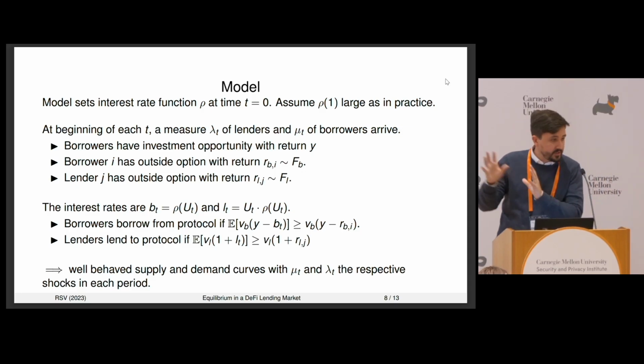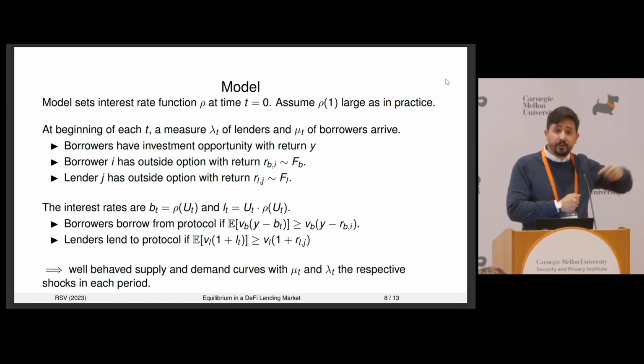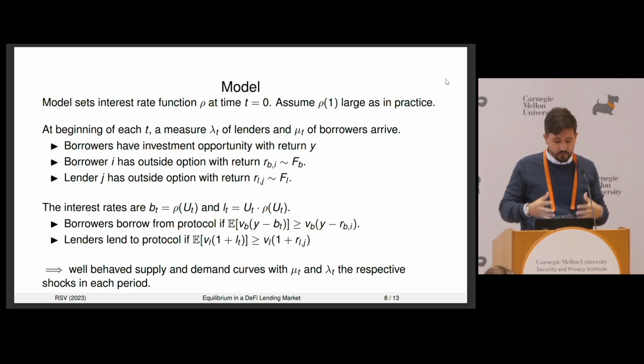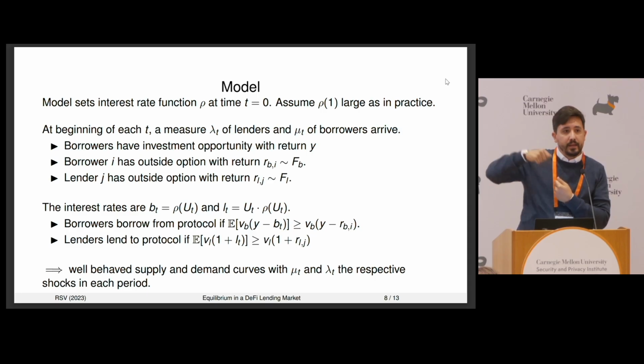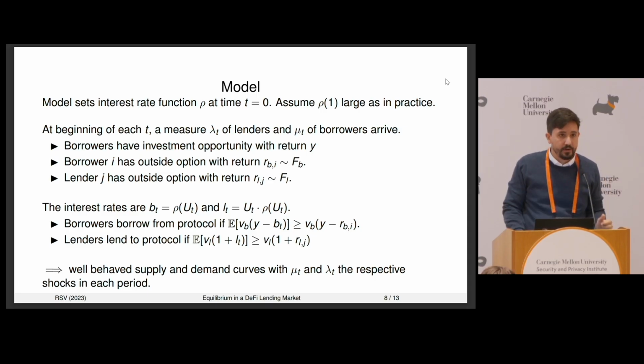The borrowers are going to have some investment opportunity, but no capital. Each borrower is going to have an outside option where they could borrow at a different rate. These are going to be heterogeneous across borrowers. And the lenders equivalently, they're going to have a unit of capital, and they're going to have an option to lend off the platform at also a heterogeneous rate.